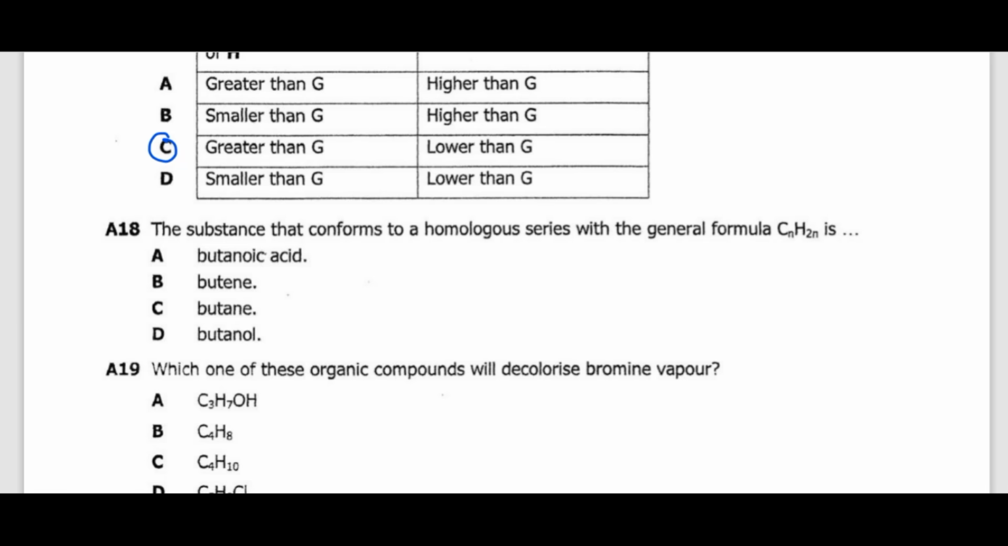So we move on to question 18. The substance that conforms to a homologous series with the general formula CnH2n is. So this is the general formula for alkenes. The first one, butanoic acid, no. Butene, so the answer is just C here. You can see this ENE.